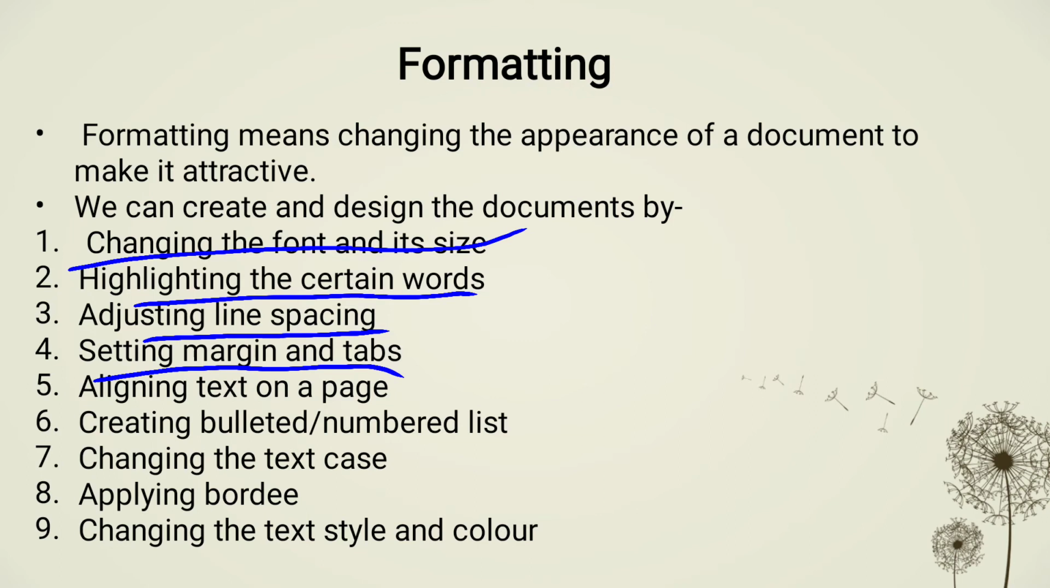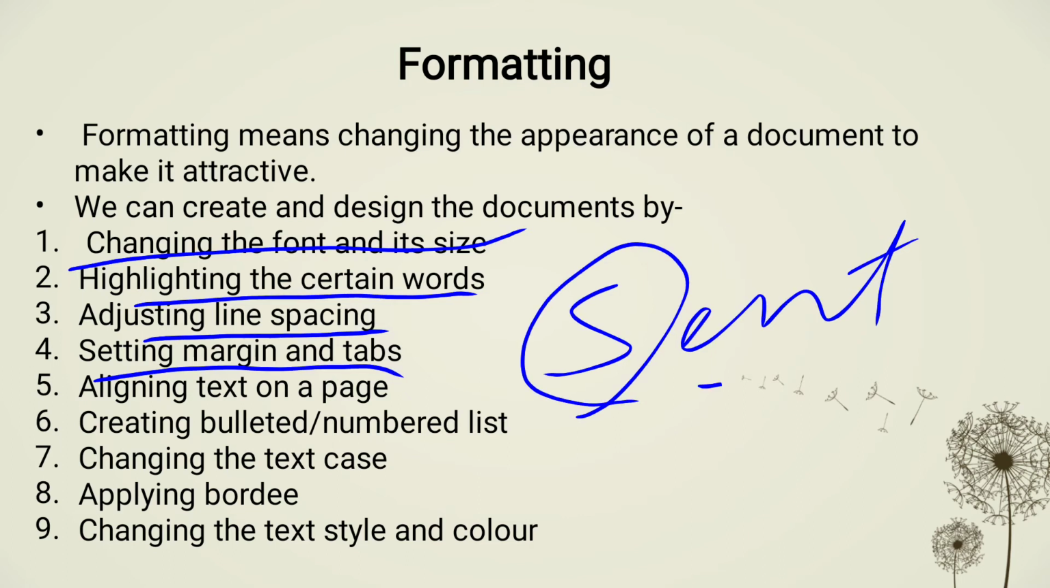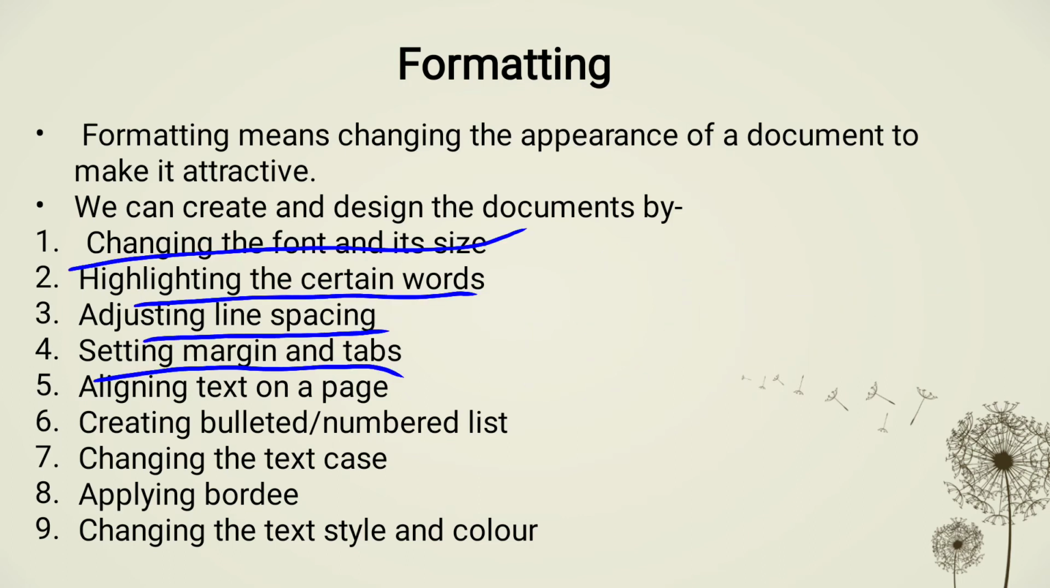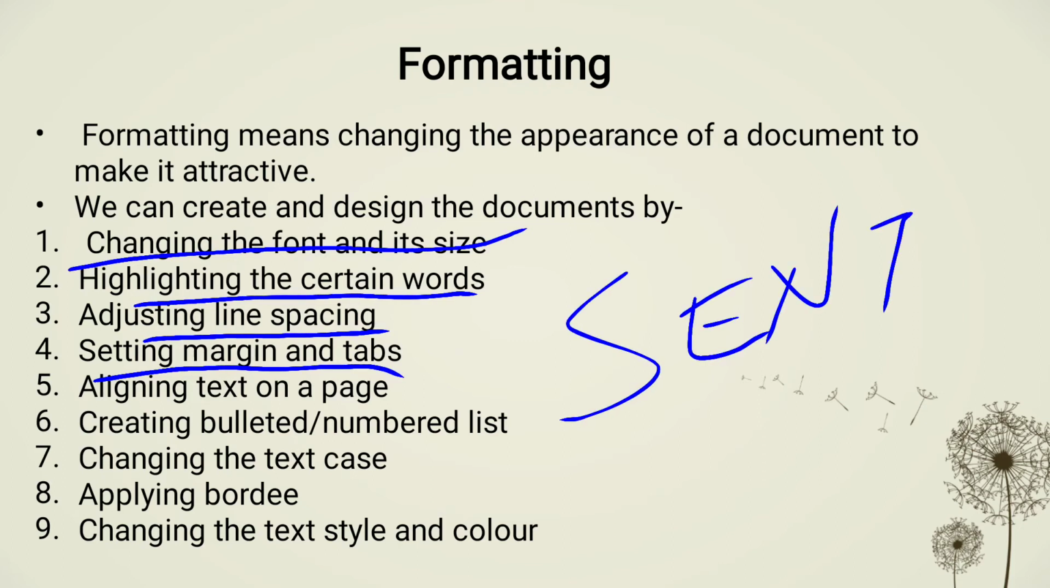Okay, so the next one is changing the text case. Text case refers to which case you are writing in. Like sentence case, you will be writing like this: the first letter of the first word will be capital, the others will be small. And if we are writing in capital, then you will write like this in capital. So this is known as changing the text case. Case means small or capital, or there is also toggle case. Like this you can change it to make your document attractive.